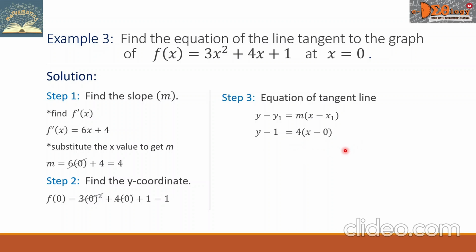We can simplify the right side. 4 times x is 4x. 4 times 0 is 0. So, we simplify further by putting this negative 1 on the right side. From negative, it becomes positive 1. Finally, the equation of the tangent line is y equals 4x plus 1.